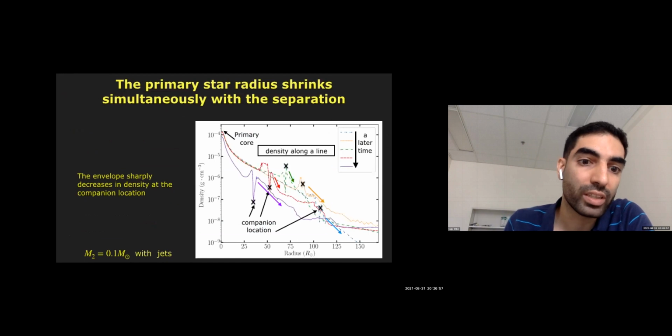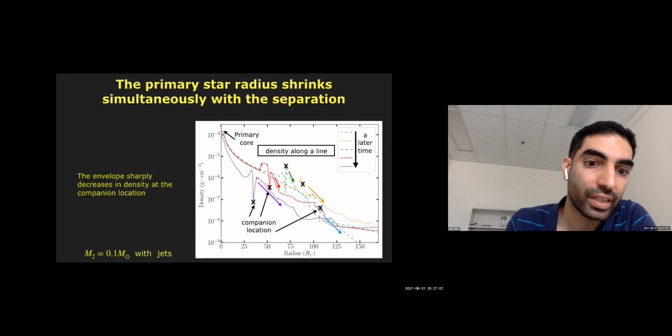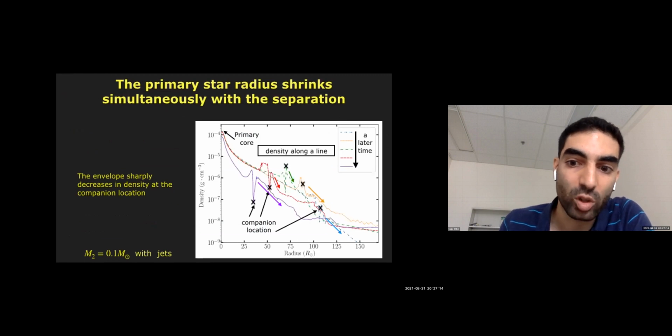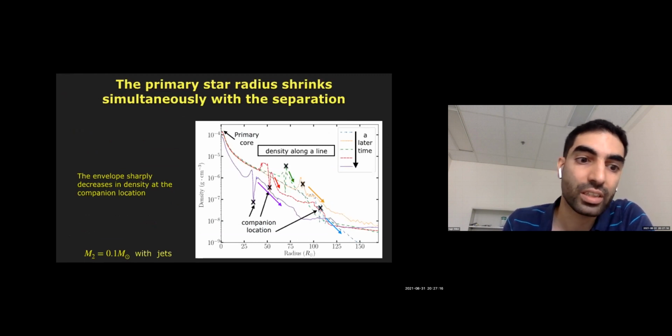Here I show density profiles on a straight line starting from the primary core, going through the companion and continuing outside the companion at 5 subsequent times. In all of them, there is a steep drop in density at the companion location. This indicates a grazing orbit in which the primary radius can be seen shrinking simultaneously with the separation. In all of the other simulations, the density does not show this drop in density.